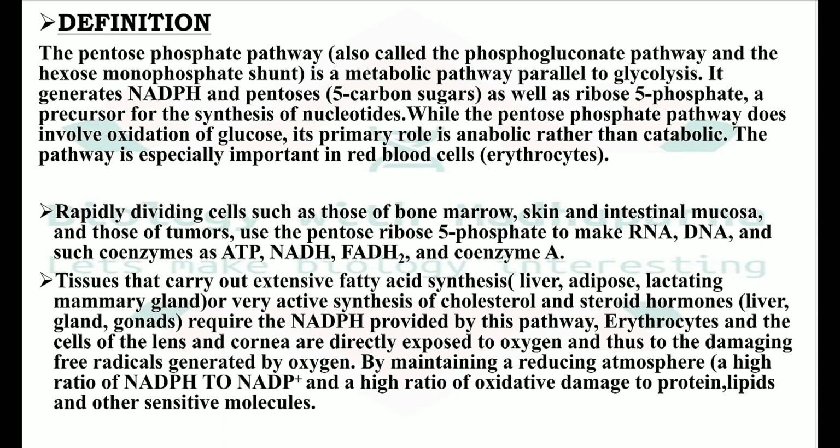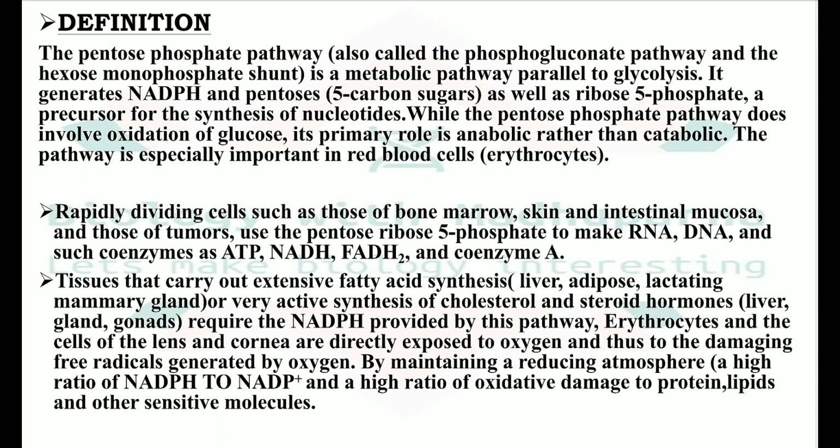The pentose phosphate pathway, which is also known as the phosphogluconate pathway and hexose monophosphate shunt, is a metabolic pathway parallel to glycolysis. It generates NADPH and pentose, which is a 5-carbon sugar, as well as ribose 5-phosphate, a precursor for the synthesis of nucleotides. While the pentose phosphate pathway does involve oxidation of glucose, its primary role is anabolic rather than catabolic. The pathway is especially important in red blood cells, which are erythrocytes.